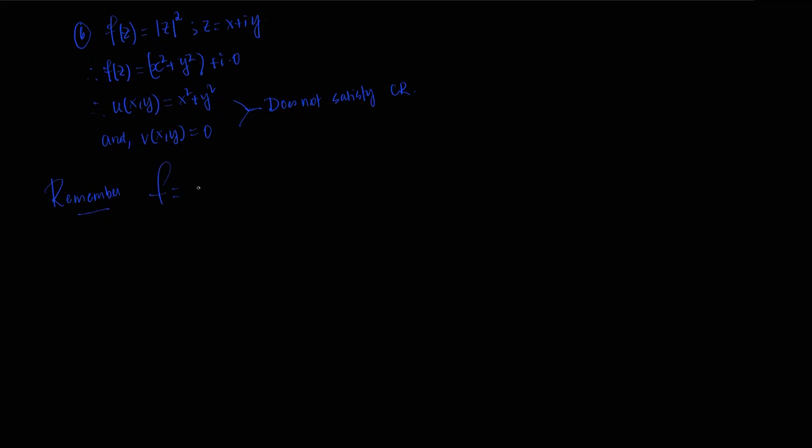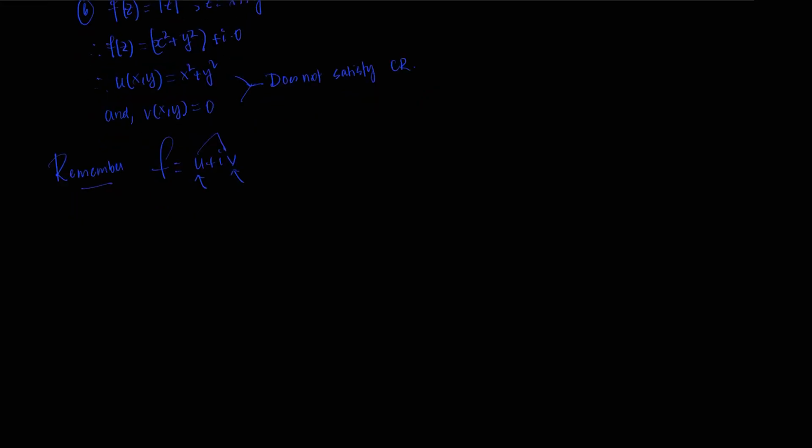you write f is u plus iv, and show that u and v both have partial derivatives. Those partial derivatives must exist. They are continuous, and satisfy the CR equation. Just these two things: the partial derivatives exist and are continuous for both u and v, and the CR equation is satisfied. That's all. That guarantees that the function is differentiable.